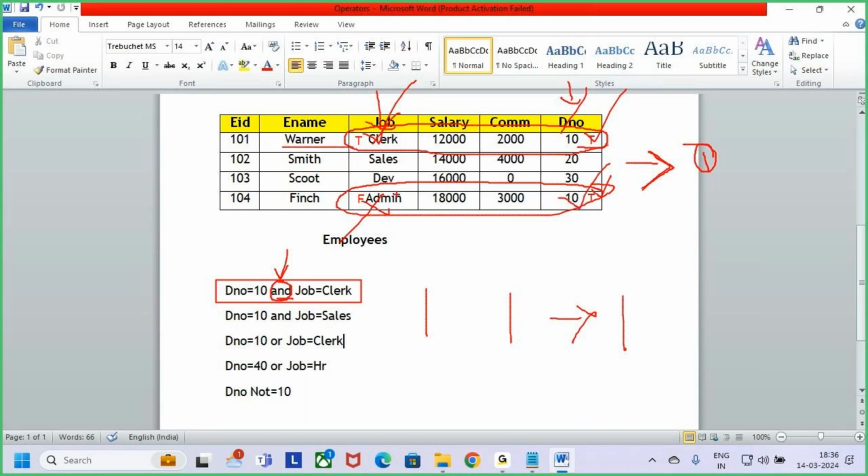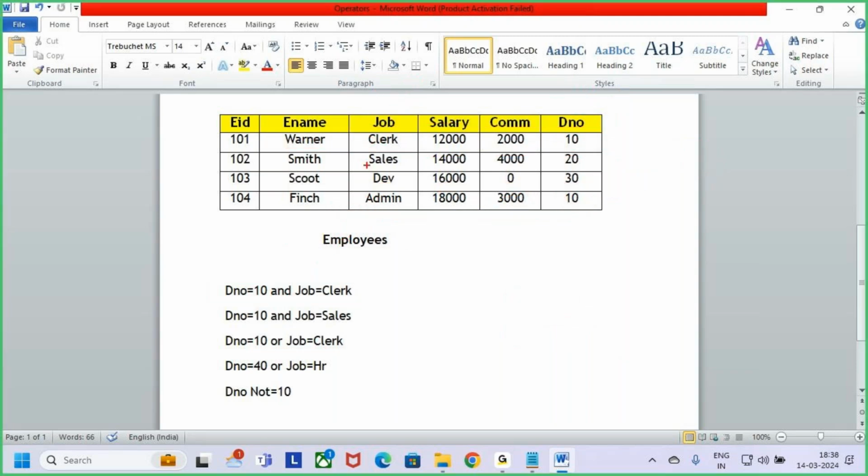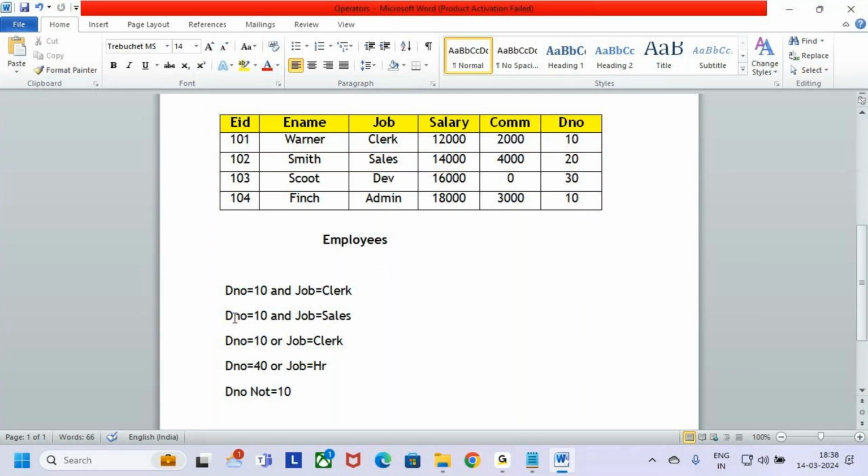Here the first condition is true, but the second condition is false. So we don't get this row in the output. So we'll get only one row in the output. Which row will we get? Warner's employee details will get, where the employee is working in the 10th department and also he is working as what? Clerk.